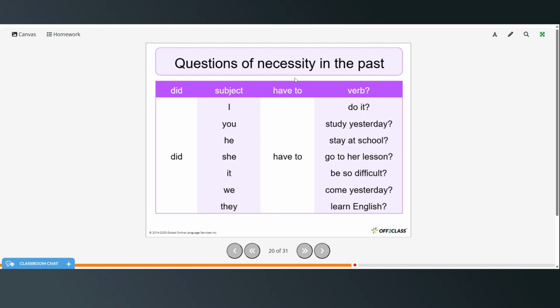So questions of necessity in the past, some examples. Did I have to do it? Did you have to study yesterday? Did he have to stay at school? Did she have to go to her lesson? Did it have to be so difficult? Did we have to come yesterday? And did they have to learn English? So again, the have to stays the same, and the did is what makes it past.